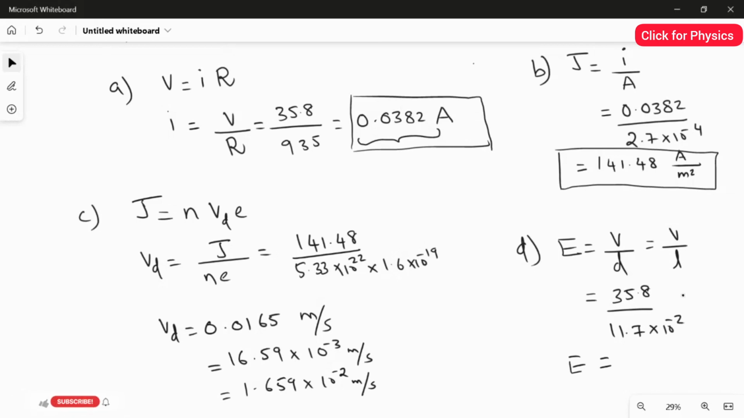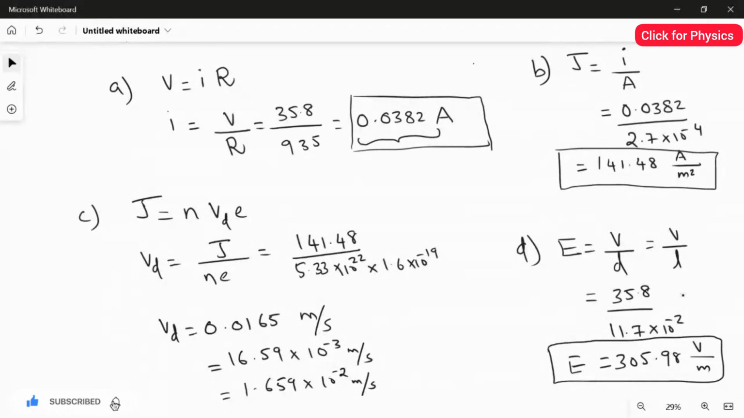So the answer for the electric field is 35.8 divided by 11.7 times 10 power minus 2. So I got the answer for the electric field as 305.98, and the unit is volt per meter. So this is the answer for the fourth part. Clear? That's it. Thank you.